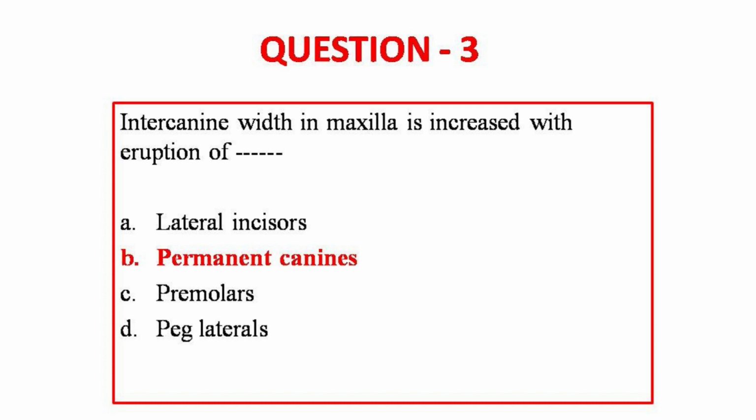So the maximum intercanine width in maxilla coincides with the eruption of canines. Normally it is completed by the age of 10 to 12 years, as we all know. And the increase in the width will be around 5.5 mm. If you see in the mandible, the maximum width will occur during the eruption of the incisors. So it is completed by 9 to 10 years of age with the average increase of only 3 mm.